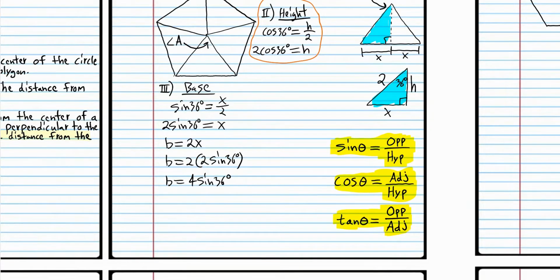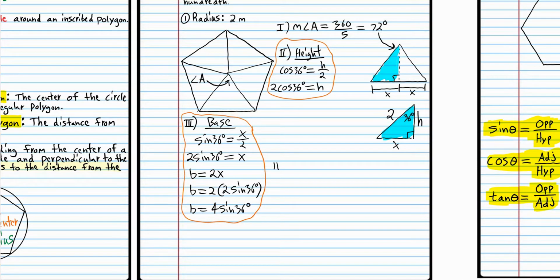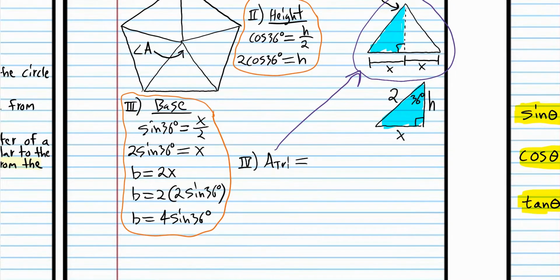So now we have the base, and we can get rid of these trig ratios so we have more room. So the fourth step is to find the area of the triangle. Again, I just want to be absolutely clear, we're finding the area of this triangle, so don't be confused by that. There are 2 ways to do it. So the area of the triangle is 1/2 times the base, which is 4 sine 36 degrees, times the height, which is 2 times cosine 36 degrees.